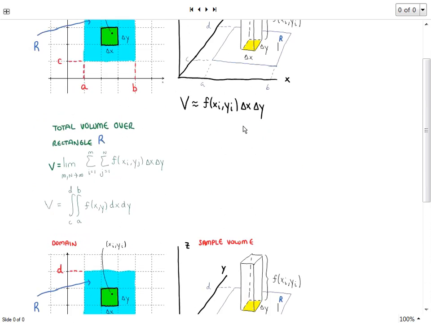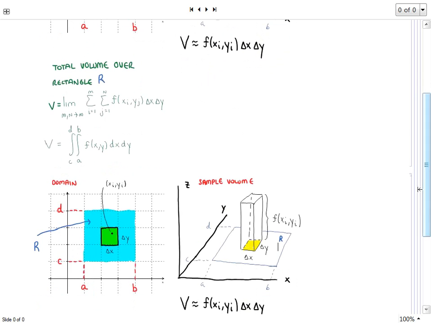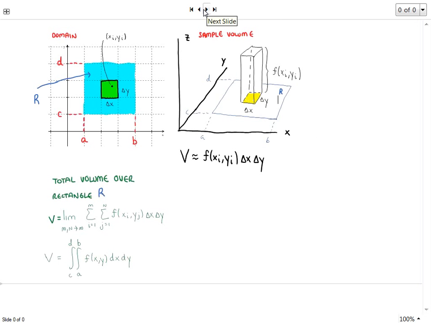I don't know why I have duplicates of the same thing here. But that's what the volume would be, a double integral. Questions?